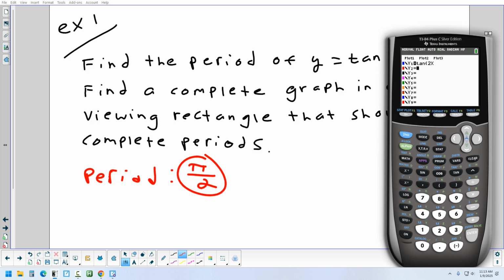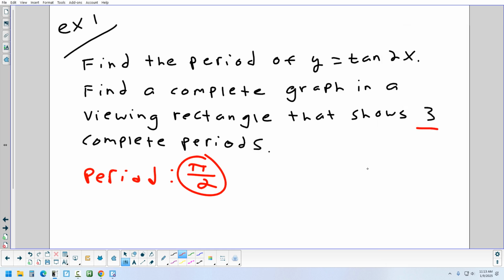And if we set the window correctly, we should see 3 cycles. And we are going to see a half, a whole cycle, and a half. But technically, that still is 3 cycles. Any question why that's 3 cycles? Okay. All right, so I think we did everything.